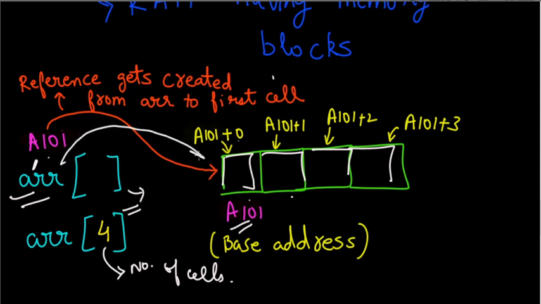So for example the address is A101. The address allocated here will be A101 plus 0, where 0 is the position index. Then in the second cell it will be base address, that is A101 plus 1. Third cell it will be base address plus 2. Then fourth it will be A101, that is the base address plus 3.